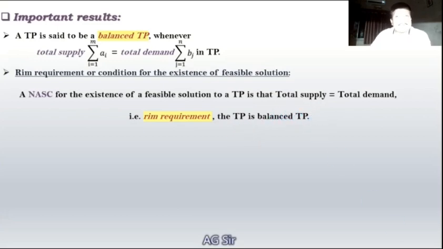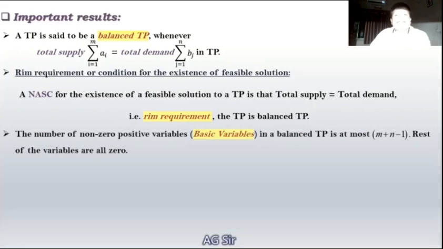Next, another important result. The number of non-zero positive variables in a balanced transportation problem can be at most m plus n minus 1. You know already that non-zero positive variables in a transportation table are also called the basic variables. So there can be at most m plus n minus 1 non-zero positive variables or basic variables in your transportation problem. What about the rest of the variables? The rest of the variables are all zero.